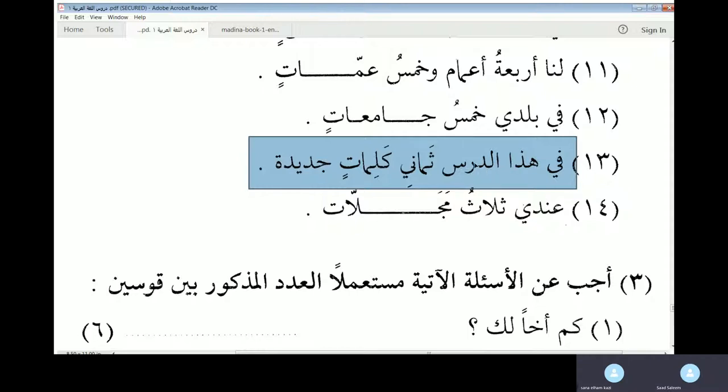في هذا الدرس. Alif lam is silent because of fi, darsi. في هذا الدرس ثماني كلمات جديدة. Samani means eight, kalimat means words, jadidatin new. Okay. In this lesson, there are eight new words.